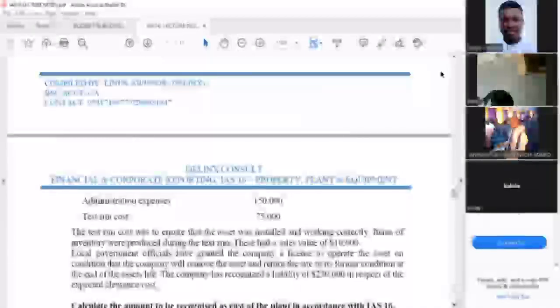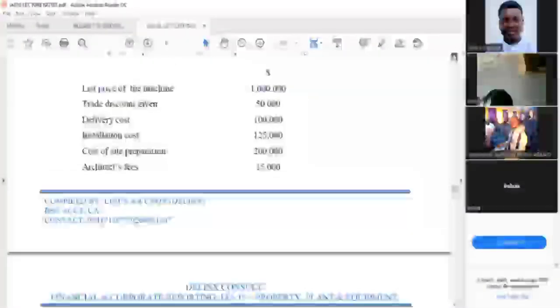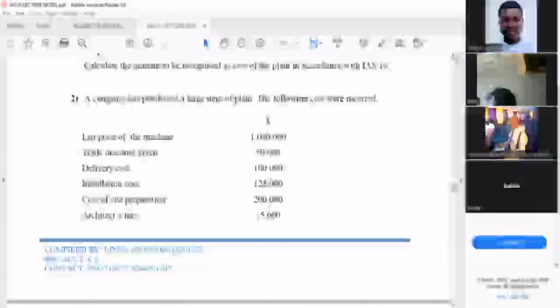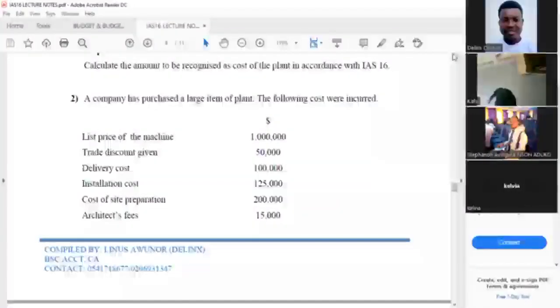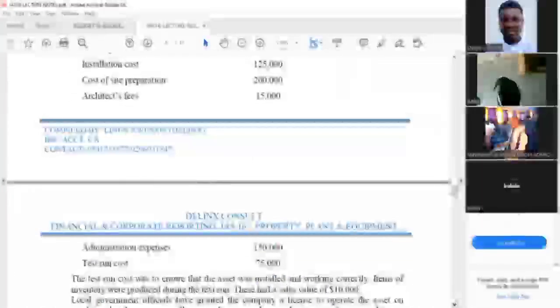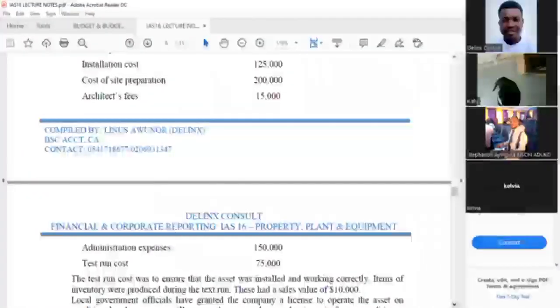Okay, let's look at example two. A company has purchased a large item of plant. The following costs were incurred: list price of the machine, trade discount given, delivery cost, installation cost, cost of site preparation, architectural specs, and administrative expenses, and test run costs.